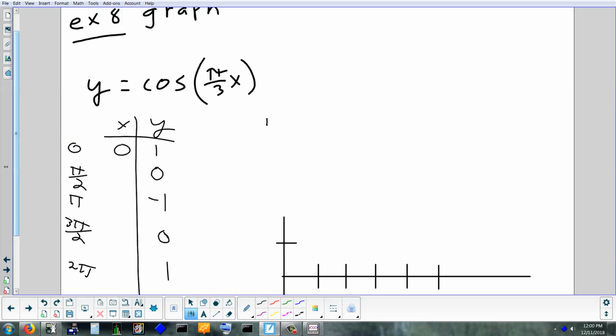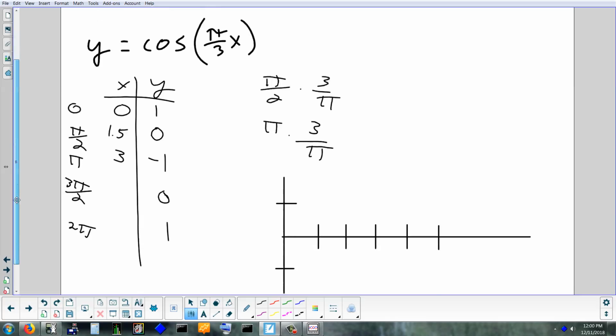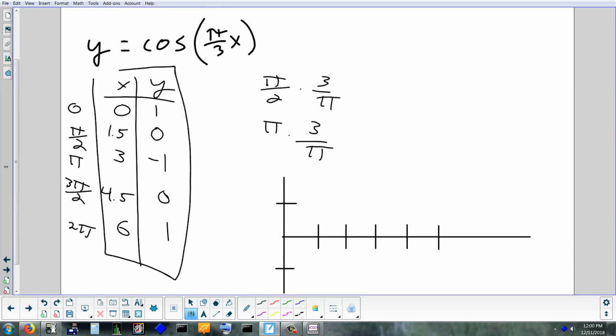Pi over 2. We're going to multiply by 3 over pi, and all you get is 3 halves. Let's do one more, and then I think that'll be good. So pi, you just get 3. You're going up by 1.5 each time. So what's the next one? 4.5 and 6. So you could label your x-axis by 1s.